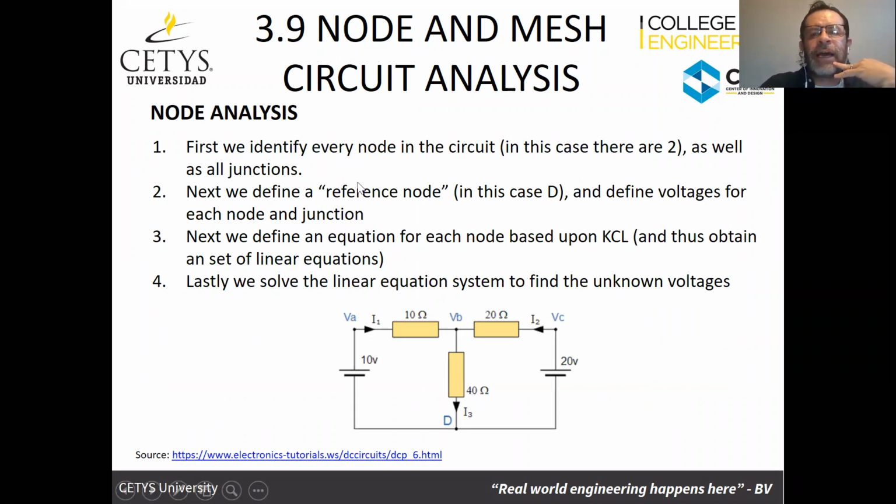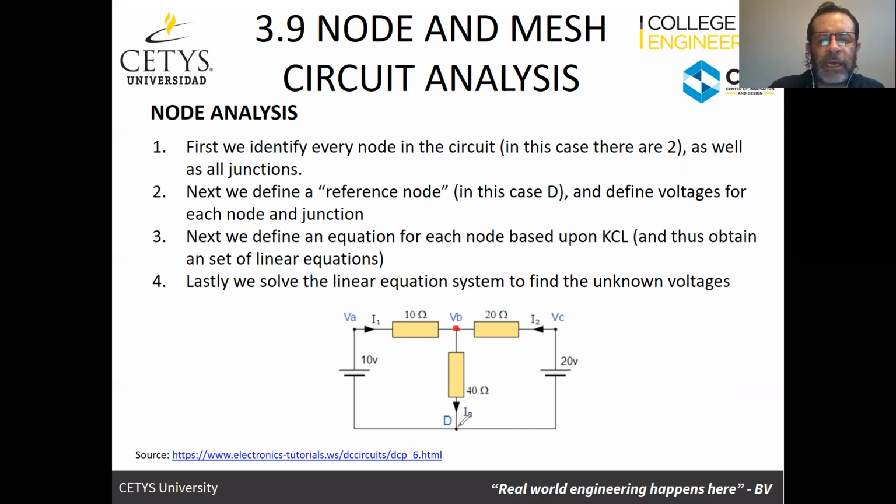First, we identify every node in the circuit, as well as all junctions, okay? So a node is going to be a point in the circuit where current is going to be separated. A junction is a point in the circuit where two or more elements are connected. So the difference between a node and a junction is a node, for example, this is a node.